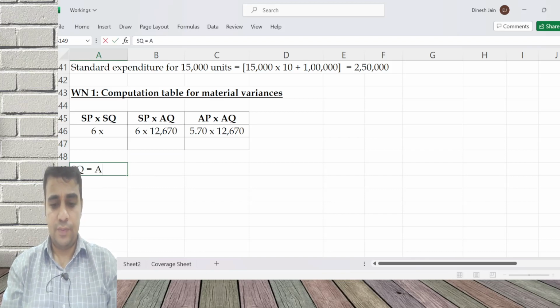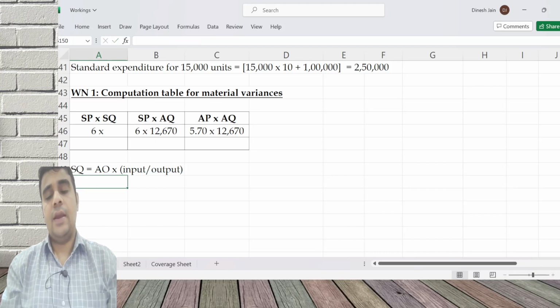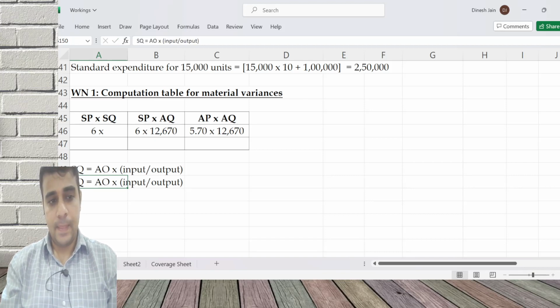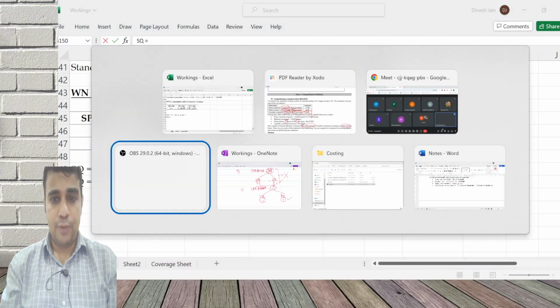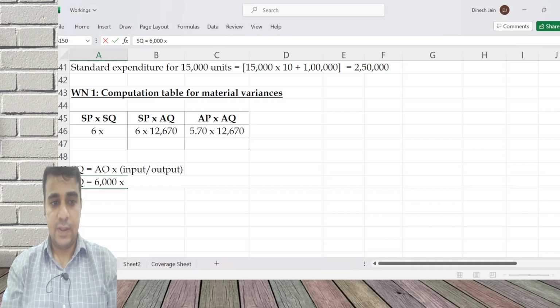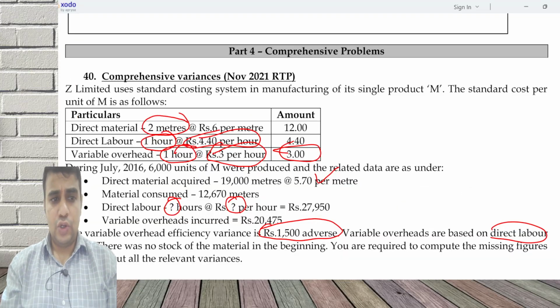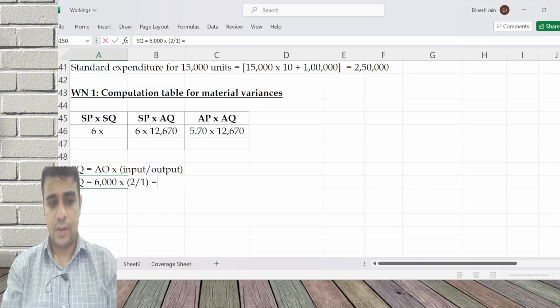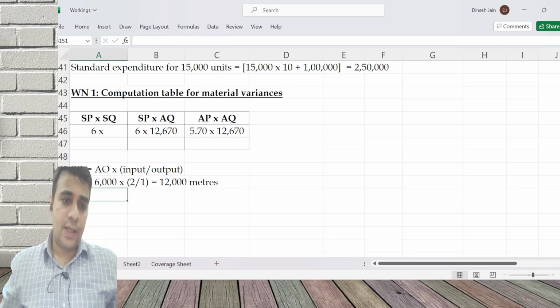SQ is equal to actual output into input by output. I'm technically doing revision of what we did earlier. AO is 6000 units. Input output ratio is 2 meters per 1 unit. So standard quantity is 12,000 meters.